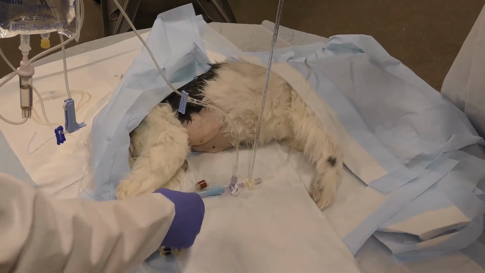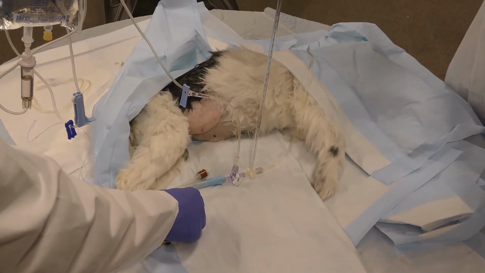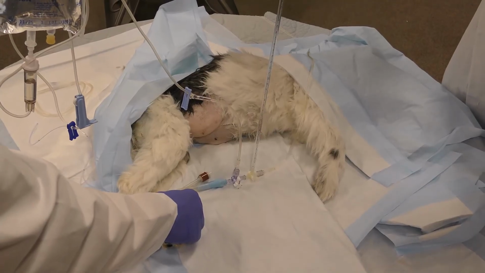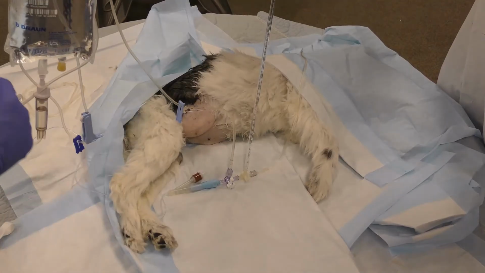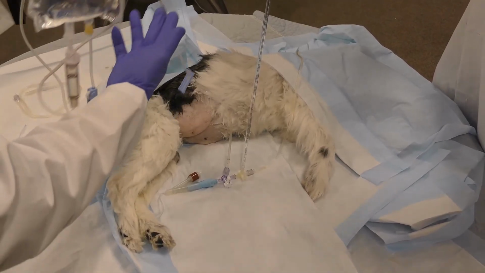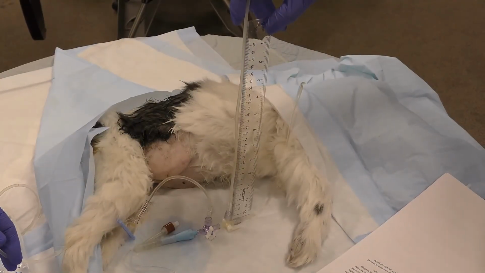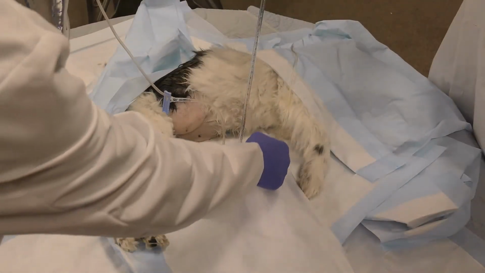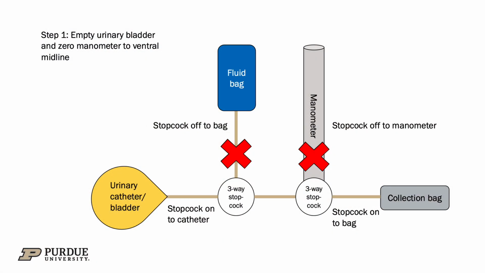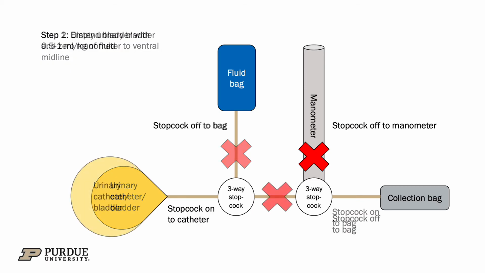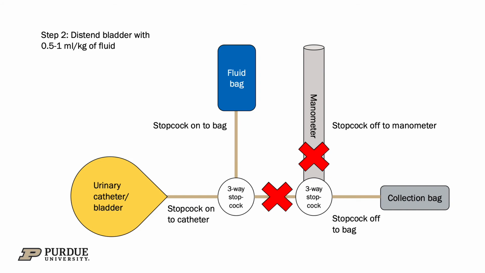The patient is placed in lateral recumbency and a Foley urinary catheter is placed aseptically and attached to 2 3-way stopcocks. One stopcock is attached to a bag of saline and the second to a water manometer or extension set and ruler. The second stopcock is also attached to a syringe or collection bag. The bladder is emptied into the collection bag and 0.5 to 1 ml per kg of saline from the bag is used to distend the bladder slightly.